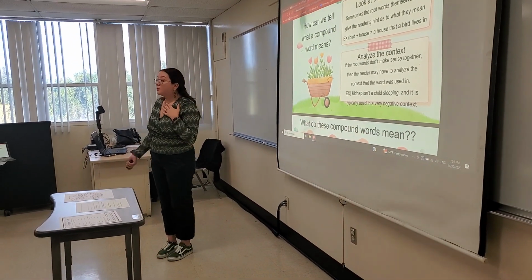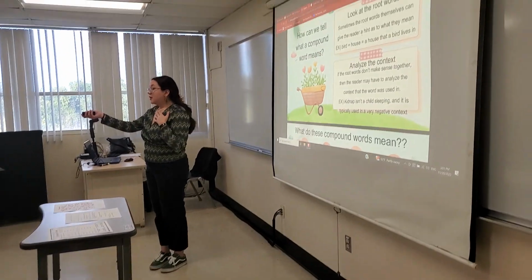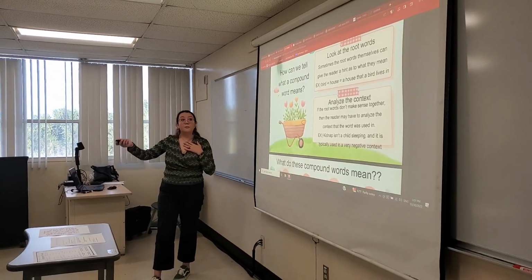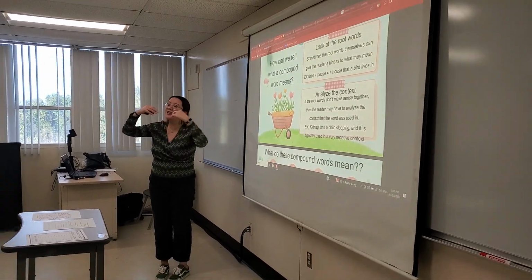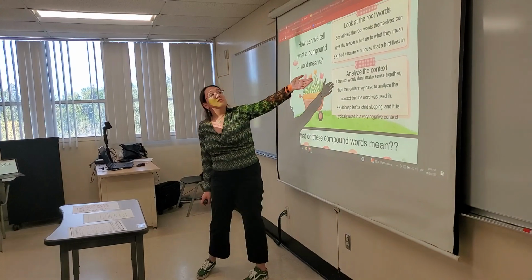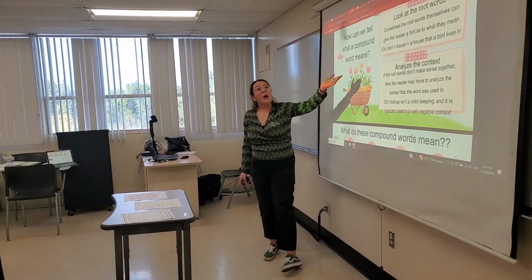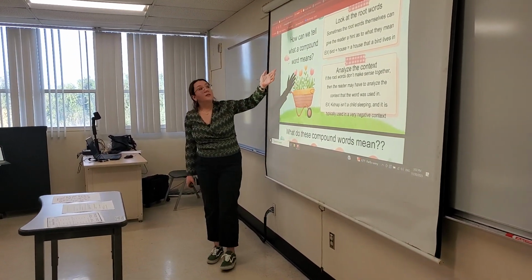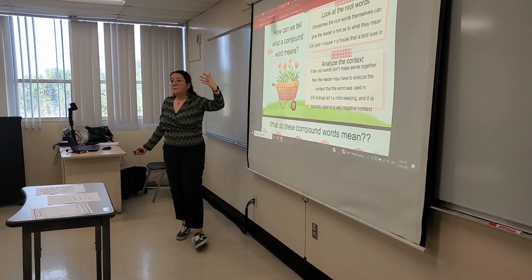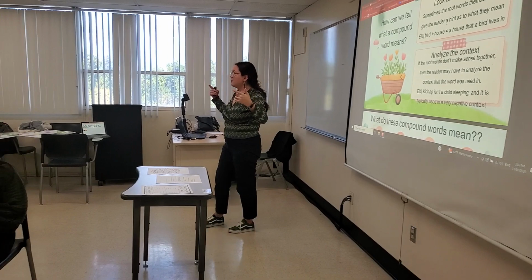So how can we tell what a compound word means? So we look at the root words. Each of these words has two words in it that are their own word on their own, but when you put them together, they make a new thing. So bird plus house equals birdhouse, or a house that a bird lives in. Is this similar to what it looks like? If I just say birdhouse, will you be able to get what it is?